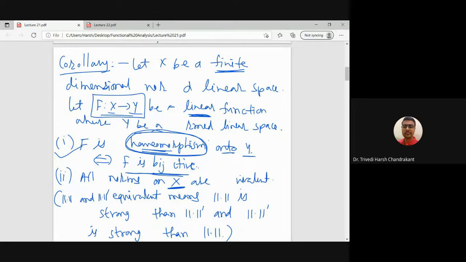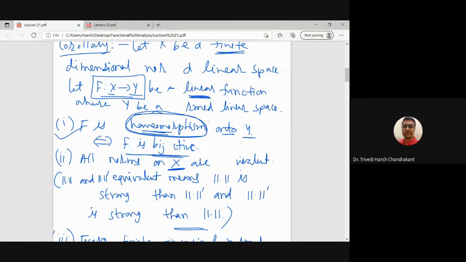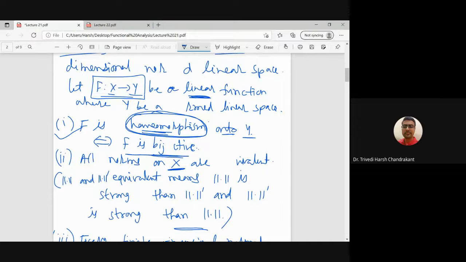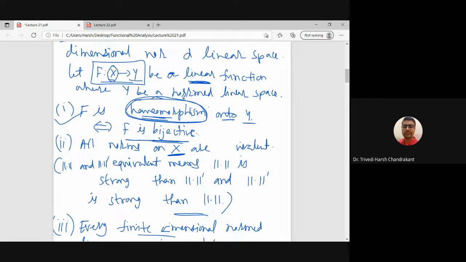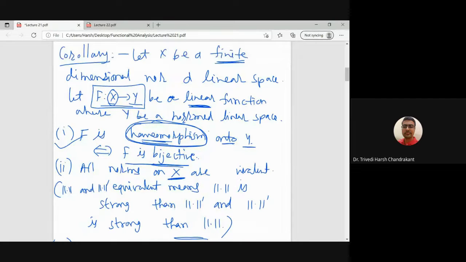So, first is the domain is finite dimensional, and we have a linear function f. Then the following statements hold. First statement is that f is a homeomorphism, which is onto, if and only if f is bijective. The second condition is all norms on X, where X is a finite dimensional normed linear space, are equivalent.